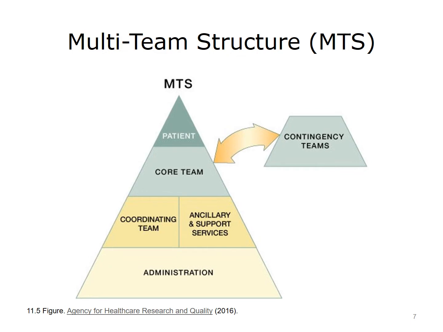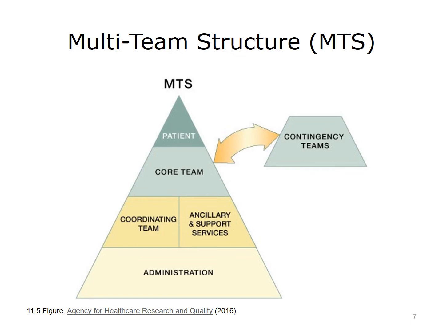Recall that TeamSTEPPS is really focused on clinical patient care. You can see that the patient is at the top of the pyramid because the teams are functioning to serve the patient. There is a core team that interacts directly with the patient. Also, a contingency team, as represented by the shape that is connected to the core team by the double-ended arrow. A contingency team is one that is called in to interact with the patient for a specialized reason, such as a code blue team that interacts with a patient during a cardiac arrest.